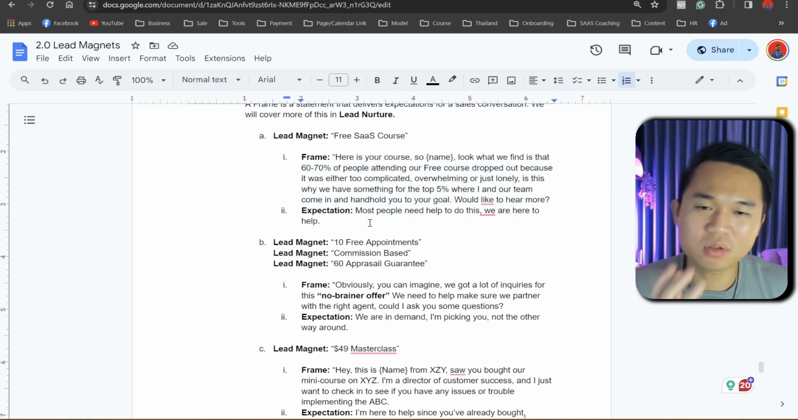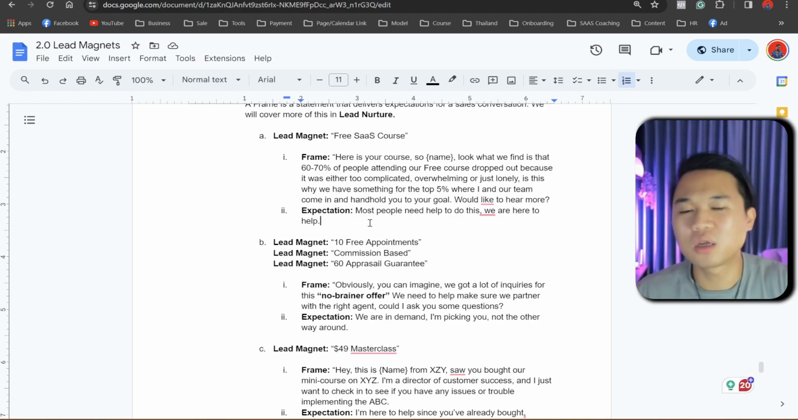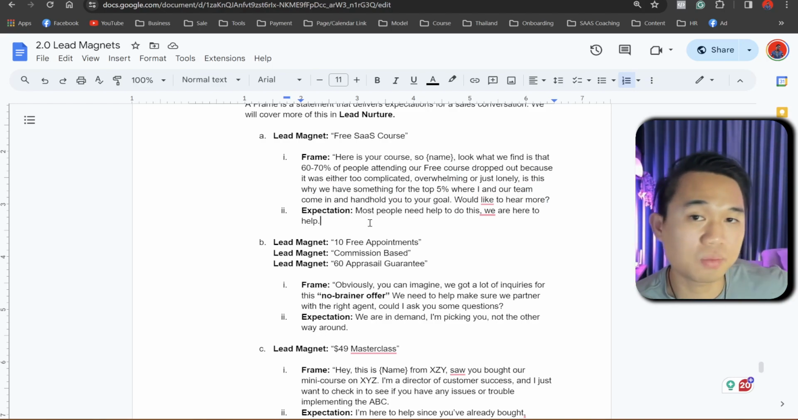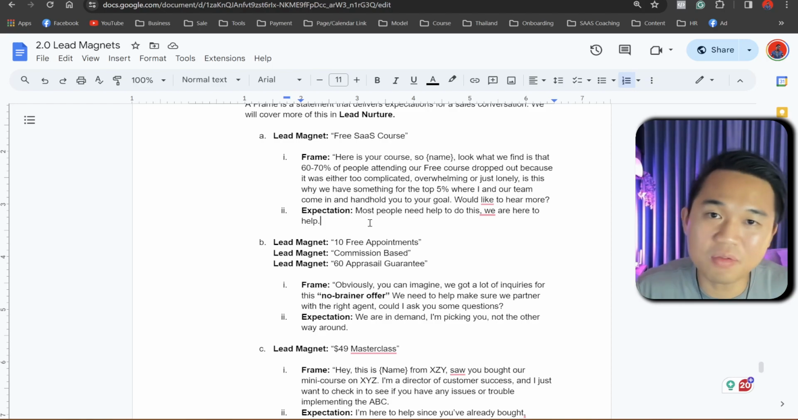So that's the frame. Putting it in my own words, the frame is pretty much a bridge between the lead magnet and a sales process. Especially for the free stuff, you need a frame.